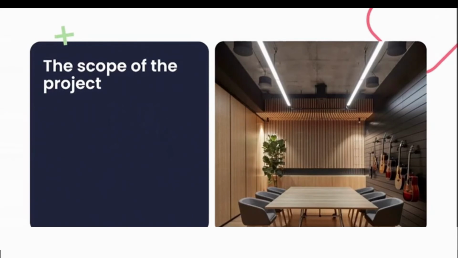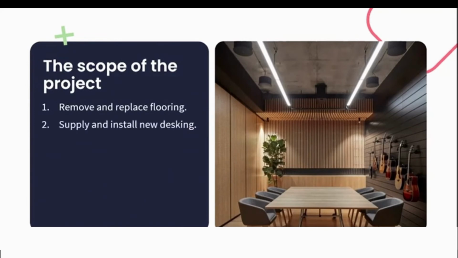So it's definitely a high line. It doesn't need to be too detailed at this point. Some of the items that we would include would be to remove and replace the flooring with a new flooring spec. Obviously, the specification will come later. Supply and install new desking or furniture. Supply and paint out the entire office.